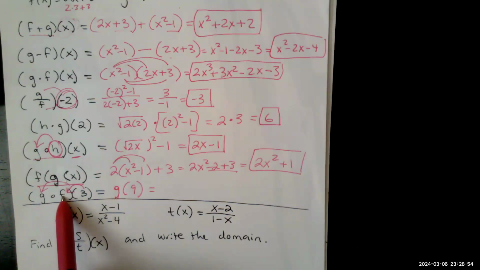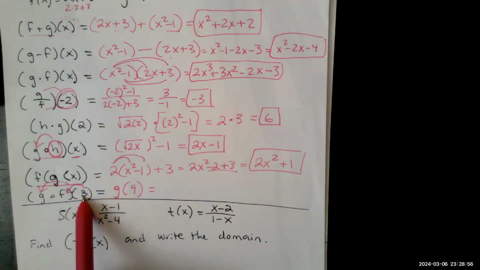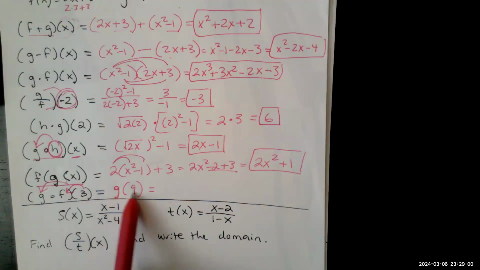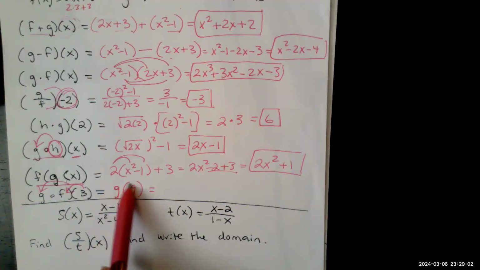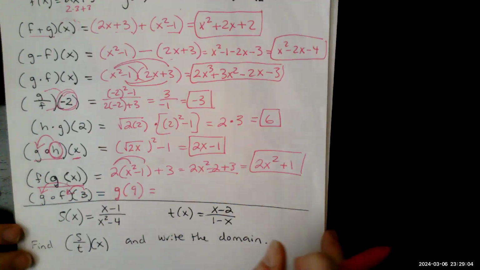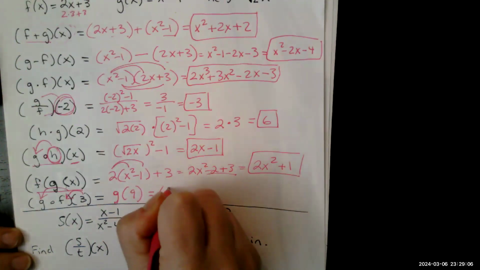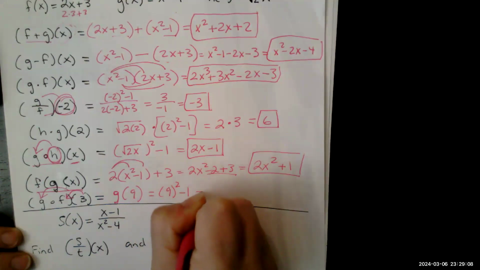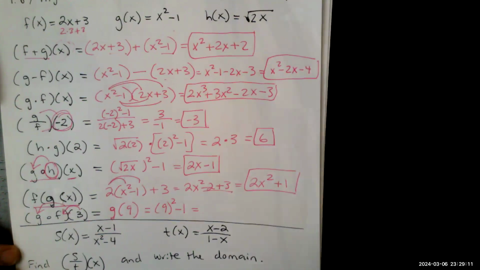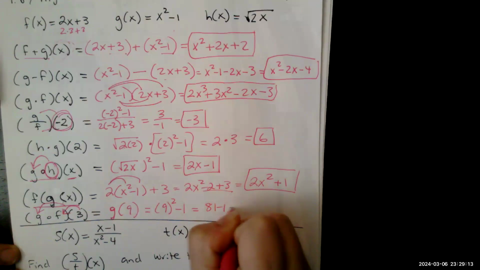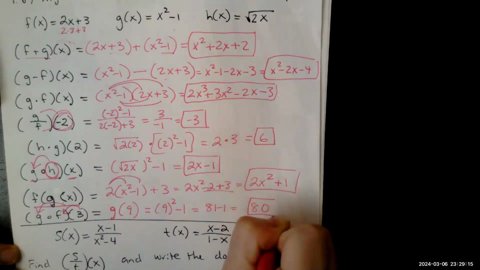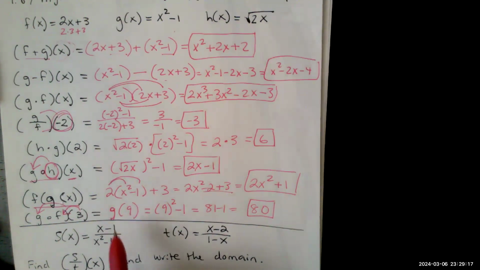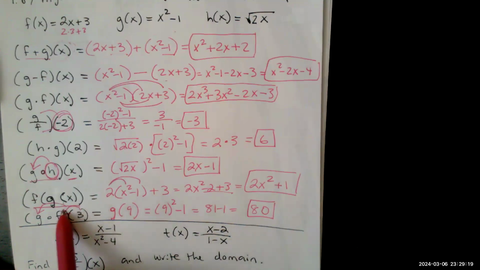So since I'm putting the F function into the G, but I want to find out what happens when it's 3, I plugged the 3 into the F first, I got 9. And now I'm going to plug the 9 into the G function. So 9 squared minus 1, which is 81 minus 1, which is 80. So only for composition, if you have a number, plug the number into that function, get an answer, plug it into the one before it.